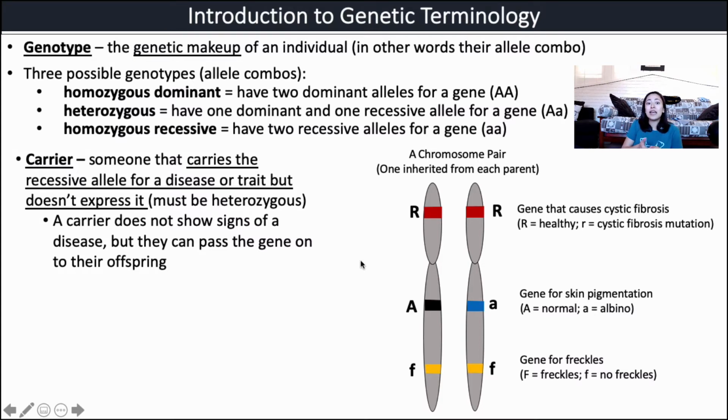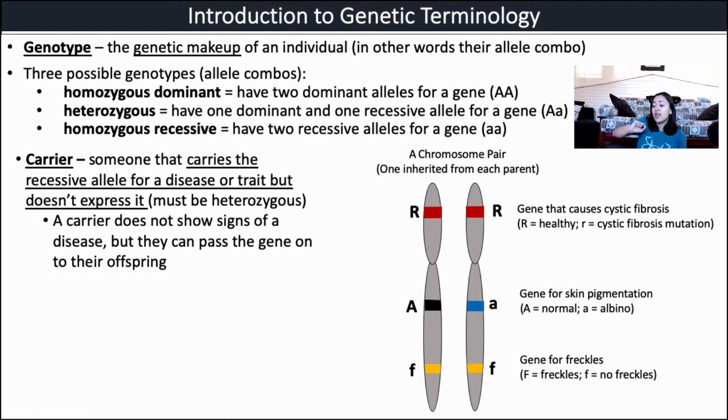So somebody may carry the allele for cystic fibrosis, but they don't actually have cystic fibrosis because it's a recessive allele, and you need to have two of those recessive alleles to actually express the disease. So an individual that is a carrier must be heterozygous. An important thing to remember about carriers is that they do not show signs of the disease, but because they carry the allele, they can pass the gene on to their offspring.